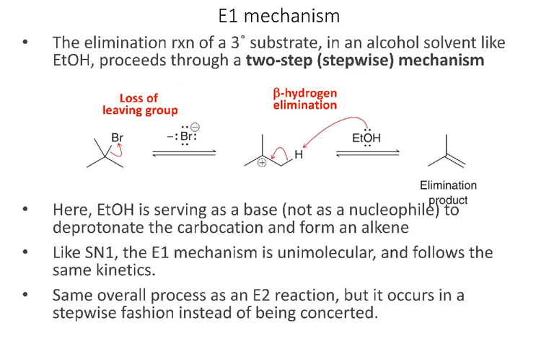Now, you may notice that this is the exact same substrate that we had when we looked at the SN1 mechanism, and it's the exact same solvent. It's just that the ethanol was behaving differently in the SN1 case versus the E1 case. And as is often the case, we typically get both mechanisms happening at the same time, and so we'll often get a mixture of products. We'll get a mixture of both substitution and elimination products.